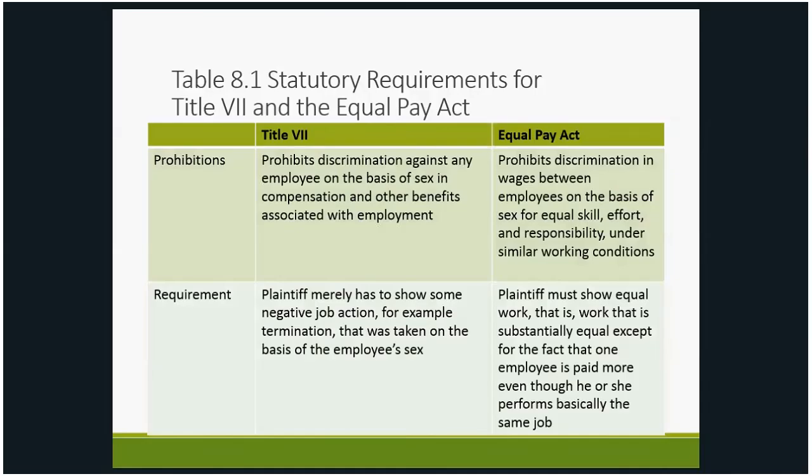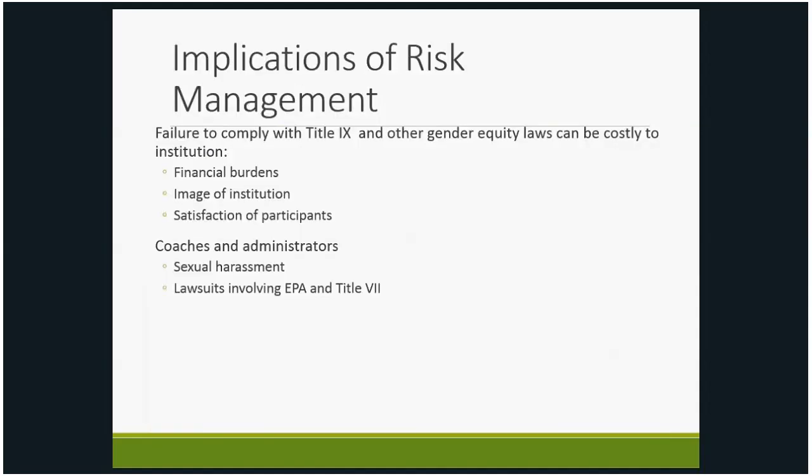Title VII prohibits discrimination against any employee on the basis of sex in compensation and other benefits associated with employment. The requirement is that the plaintiff has to show some negative job action that was taken on the basis of the employee's sex. The Equal Pay Act prohibits discrimination in wages between employees on the basis of sex for equal skill, effort, and responsibility, and they must show that the work is substantially equal and the payment is different. We can also look at the beginning, where we discussed discrimination based on that burden shifting analysis. So there are a number of different gender equity laws that apply in an employment category as well as an athletic area in order to create a more equitable area for both genders to work in and to be a part of.